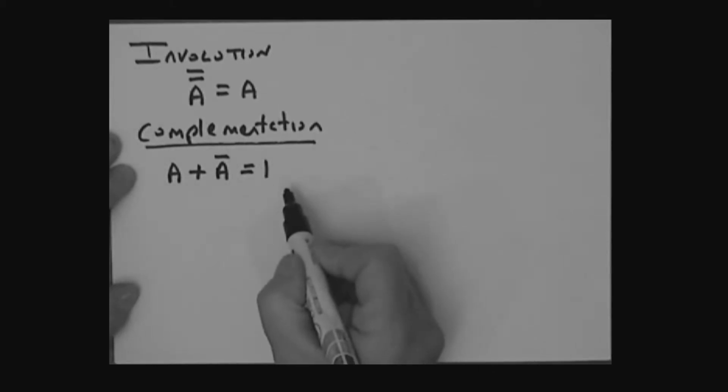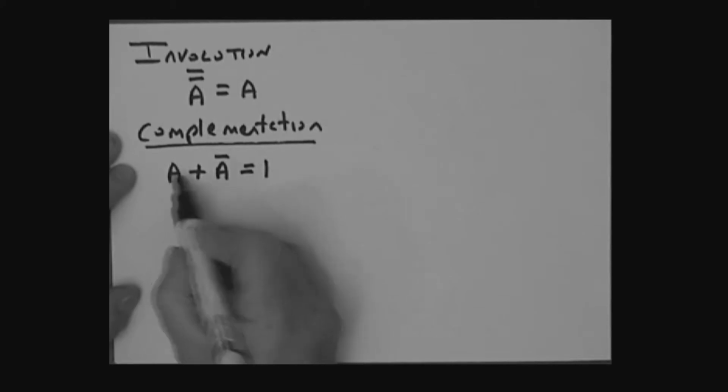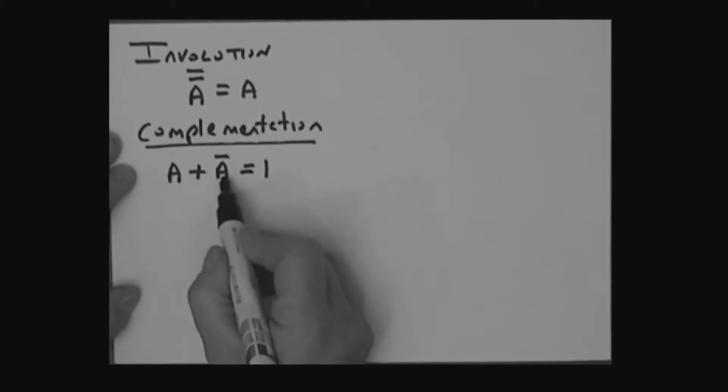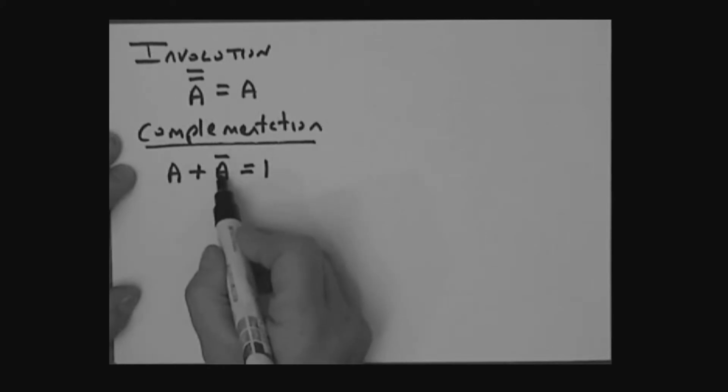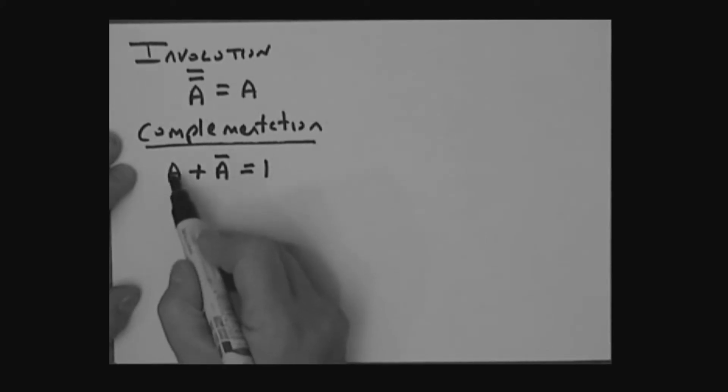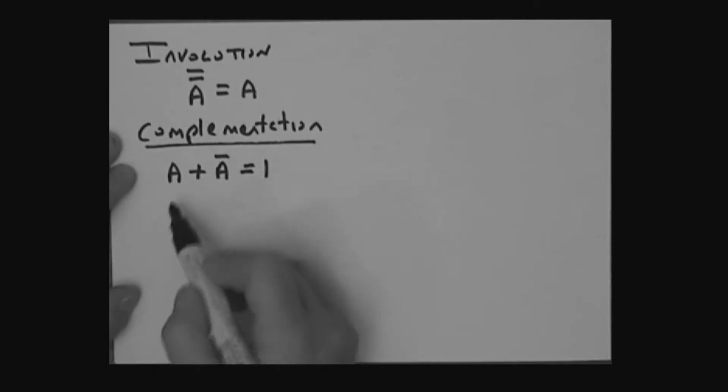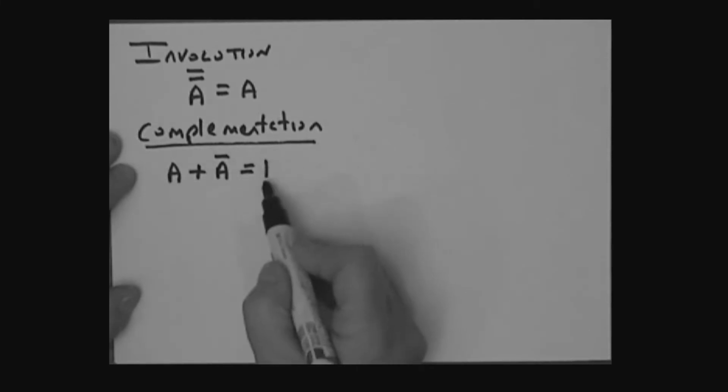Once again, you can prove that from a truth table. Okay, it's very obvious. If A is 1, what's A bar? 0. If A is 0, what's A bar? 1. So you've got either 1 or 0 is 1, or 0 or 1 is 1.